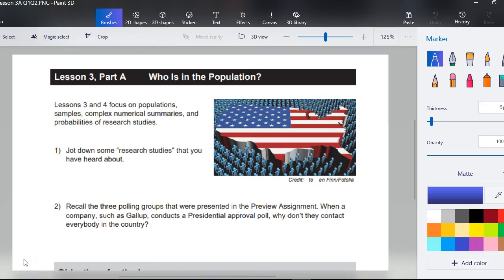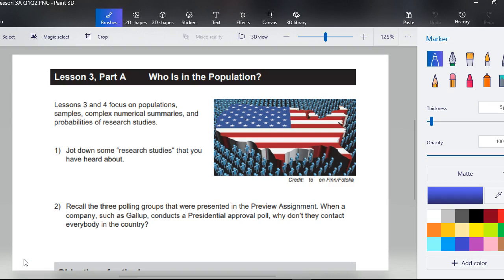Welcome to Lesson 3A. Our Lessons 3 and 4 are going to focus on populations, samples, complex numerical summaries, and probabilities of research studies. Go ahead and hit pause, answer questions 1 and 2, and then come right back.